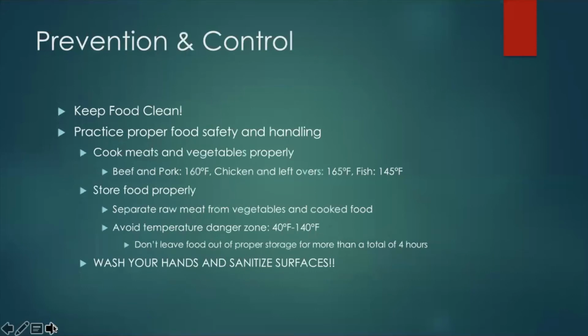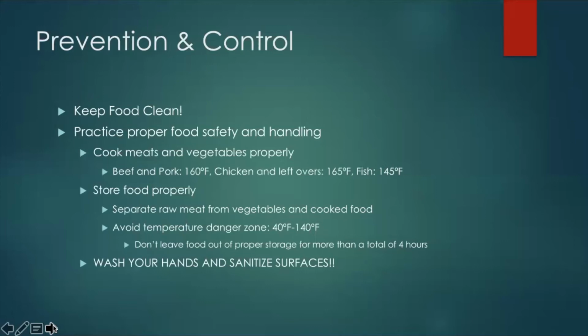Okay, the next topic we're going to cover is how to prevent salmonellosis and how to control it. It is important to keep your food clean. Foodborne illnesses are serious, and it is vital to practice proper food safety and handling. Some ways to do this are to be sure to cook meats and vegetables thoroughly and to store food properly. It is important to store raw meat separate from vegetables and cooked food. A good way to do this is to store raw meat on the bottom shelf of your refrigerator or in a drawer with raw meat only.